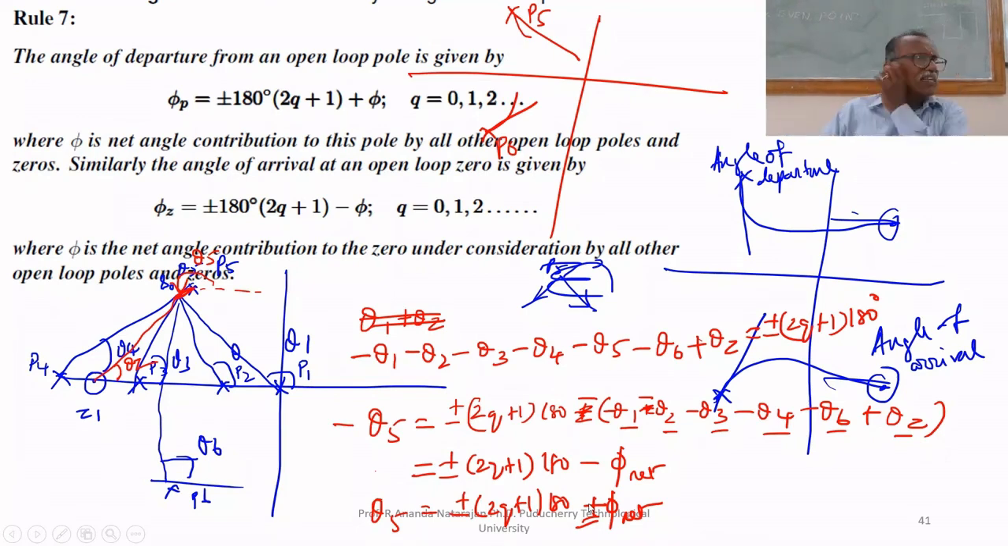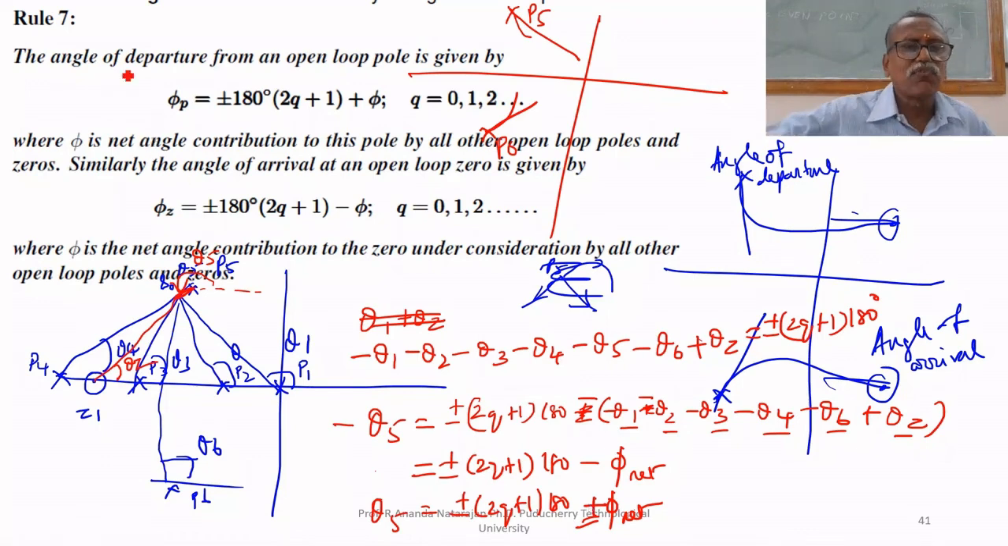What is phi net? Phi net is the angle made by lines joining the pole or zero under question to all other poles and zeros. Do you understand that? What is theta phi? It is the angle of departure from P phi.